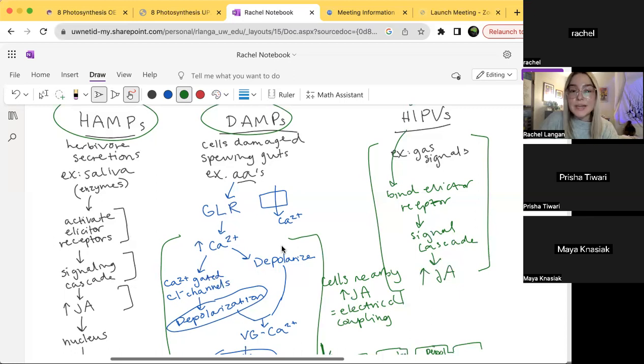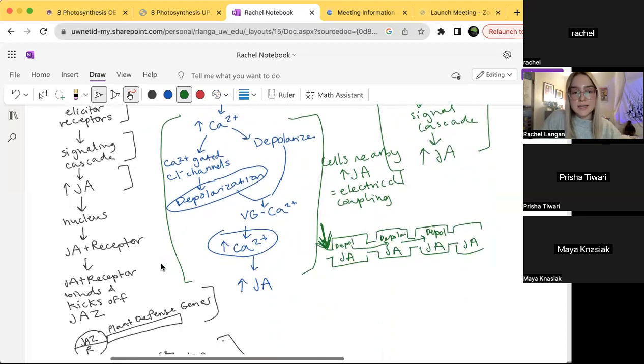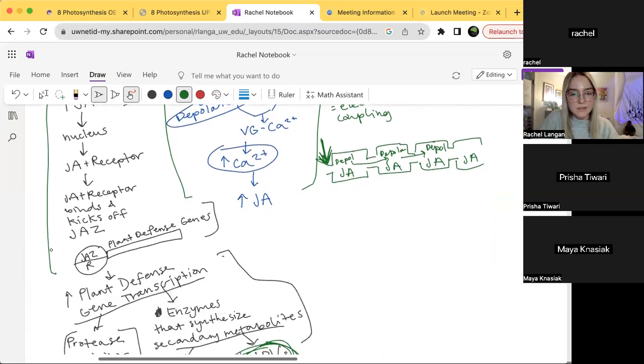And so you should know both, and you should definitely know how to say everything that happens with JA up to the point of plant defense gene transcription. Okay, and then sorry, could you repeat one more time what the function of a protease inhibitor is?